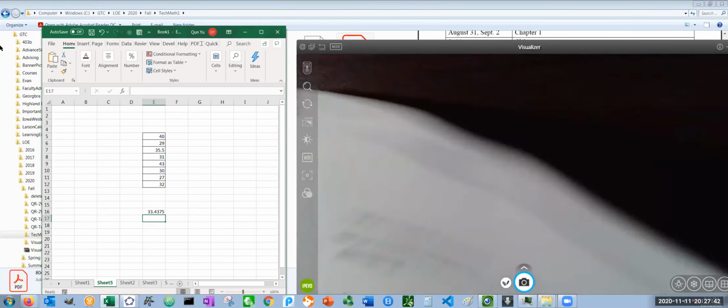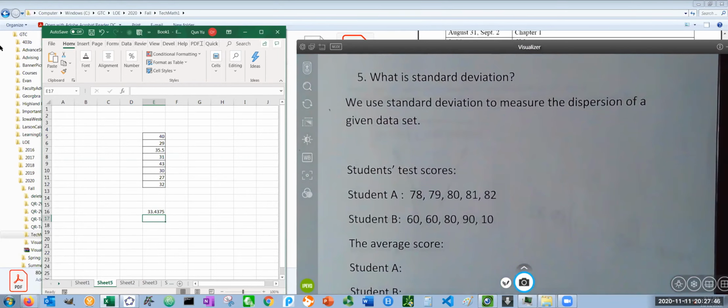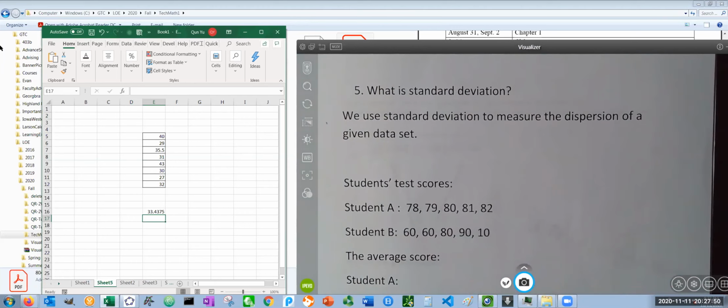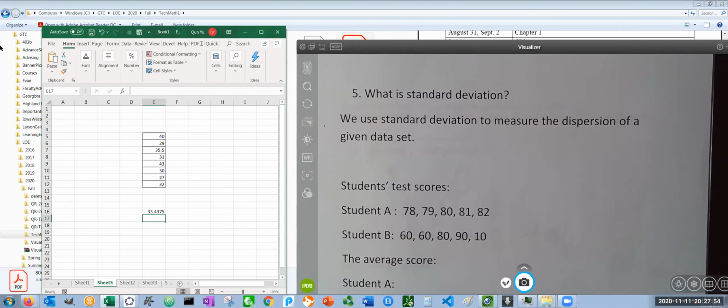Next one is the last topic for this video. It's a little bit longer topic, and also super important. It's very useful in real life. What is the standard deviation? First of all, we use standard deviation, just like the range, to measure the dispersion of a data set.